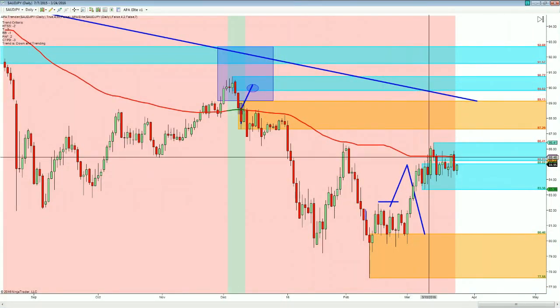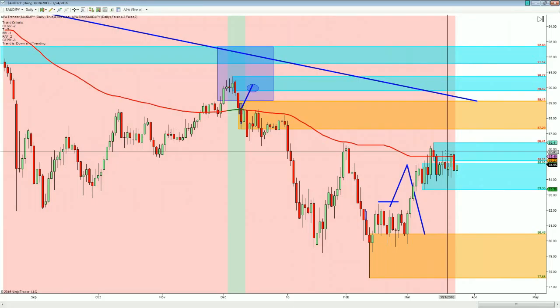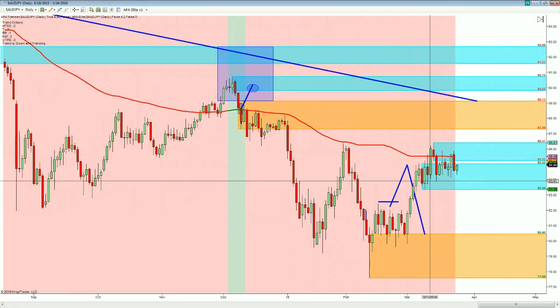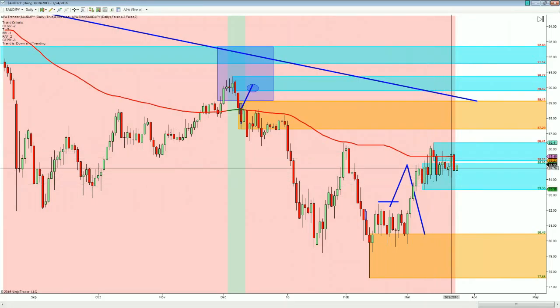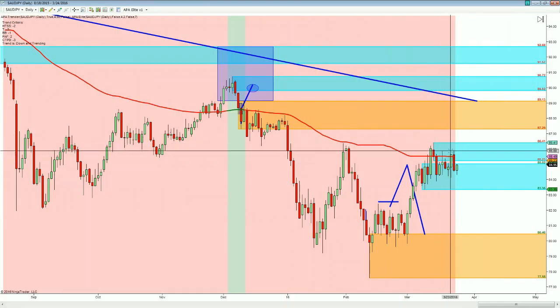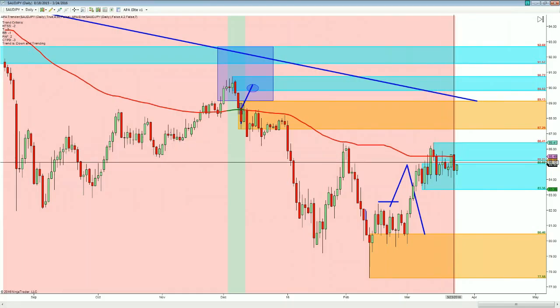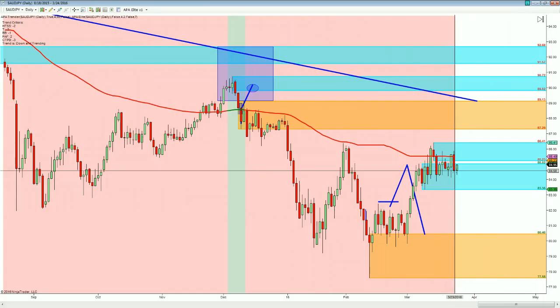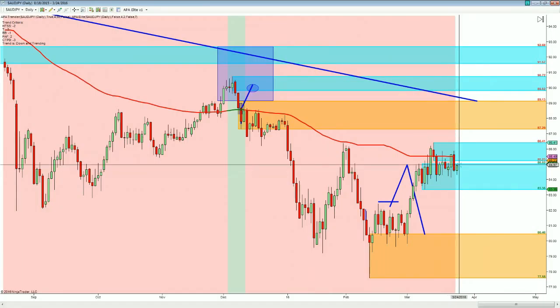Here we are in a period of consolidation, stuck in between two daily zones. This daily supply and this daily demand. Looks to be forming a pennant formation. So I'm expecting this thing to pop out of this range here soon. Which direction will it pop?